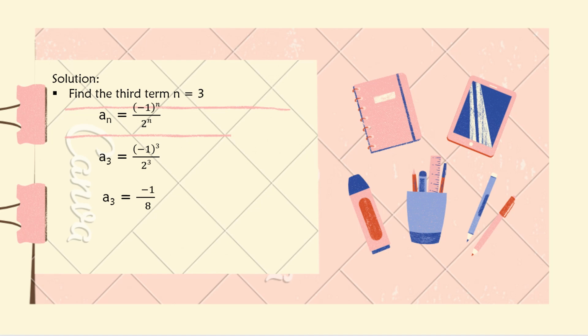Okay, so for the denominator, 2 raised to 3. So we're going to multiply 2 by itself 3 times. Okay, so 2 times 2, 4 times 2. So that is 8. Okay, so the third term is negative 1 over 8. Or what? Negative 1/8.